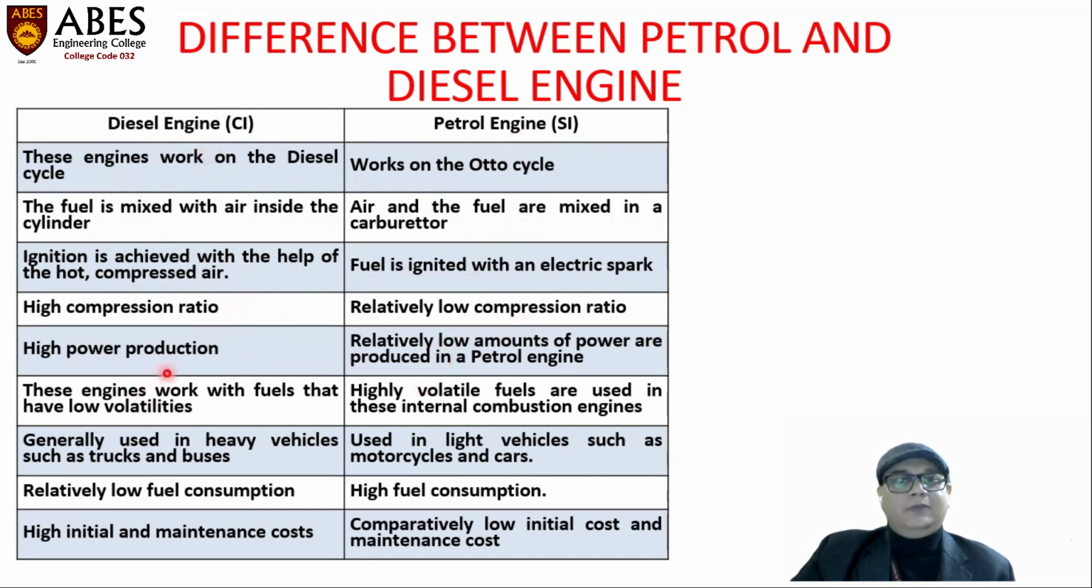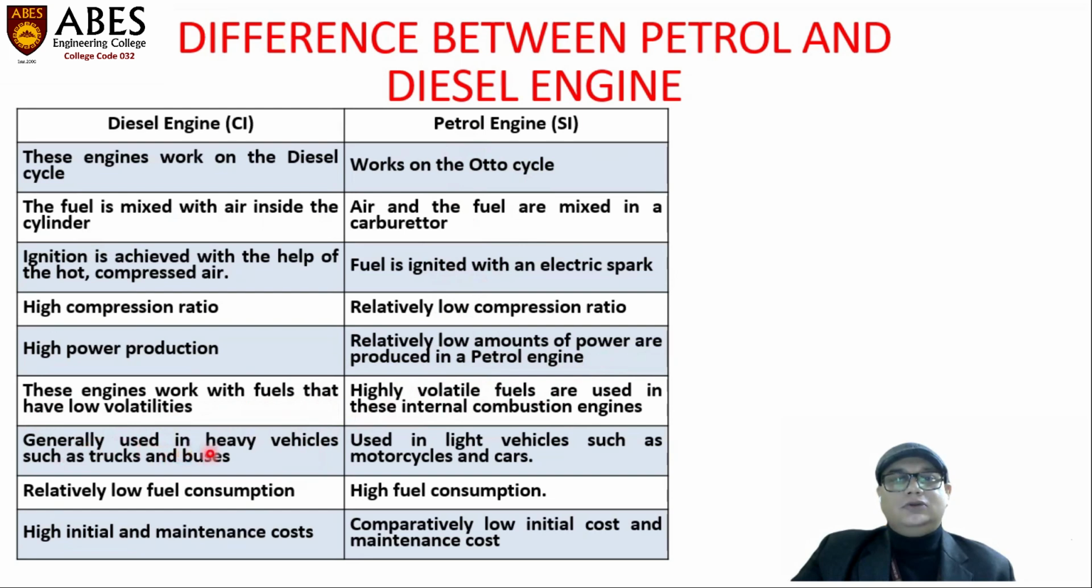CI has a high power production, while the SI engines have relatively low amount of power produced in petrol engine. CI engines work with fuels that have low volatilities. SI engine works with high volatility fuel.